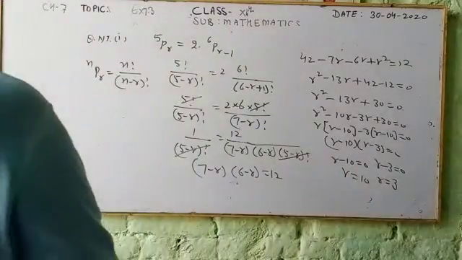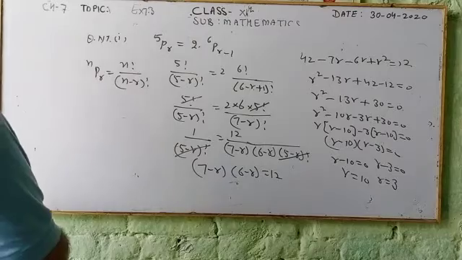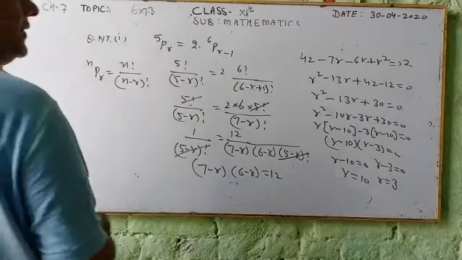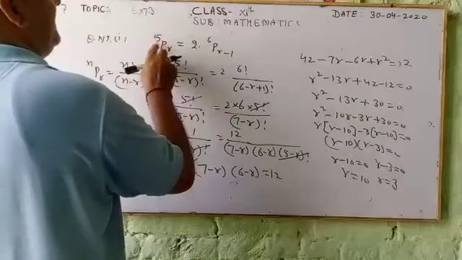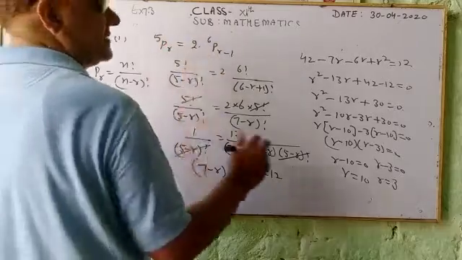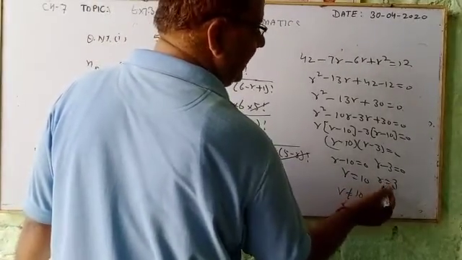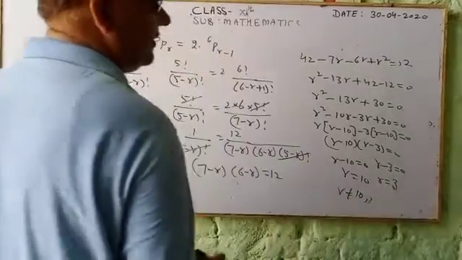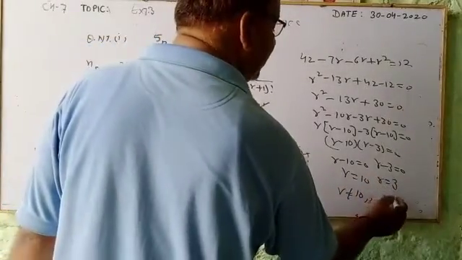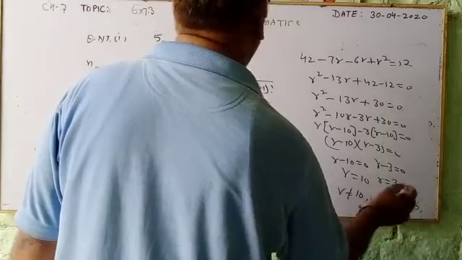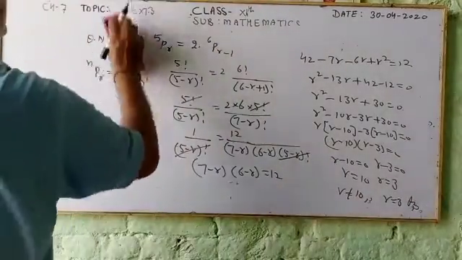We found the value of r. Look here, because n is 5 or 6, we are not taking r equal to 10. So r must be less than or equal to n. So we select the value r equal to 3. You get the answer.